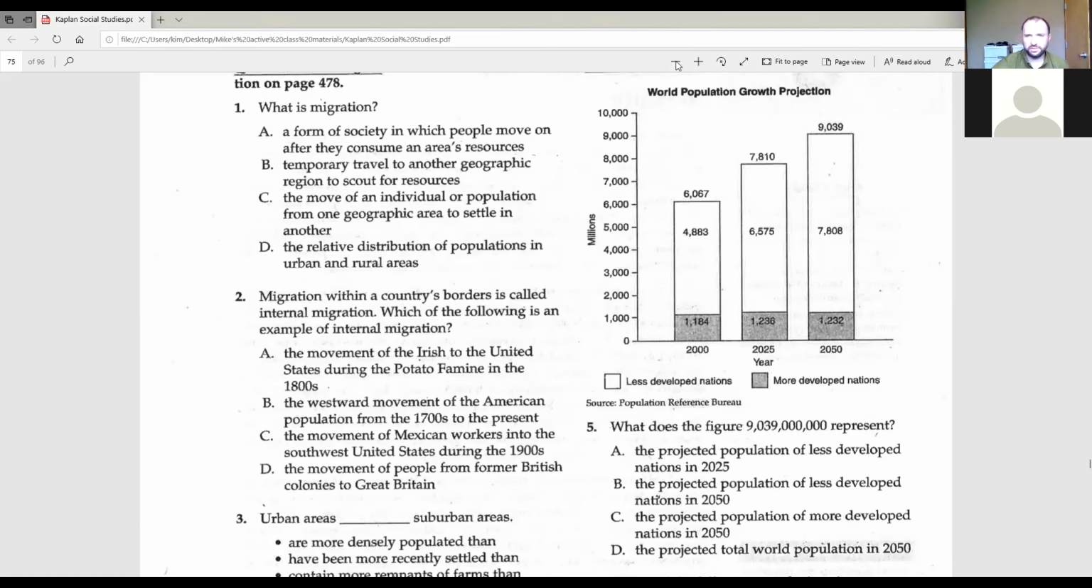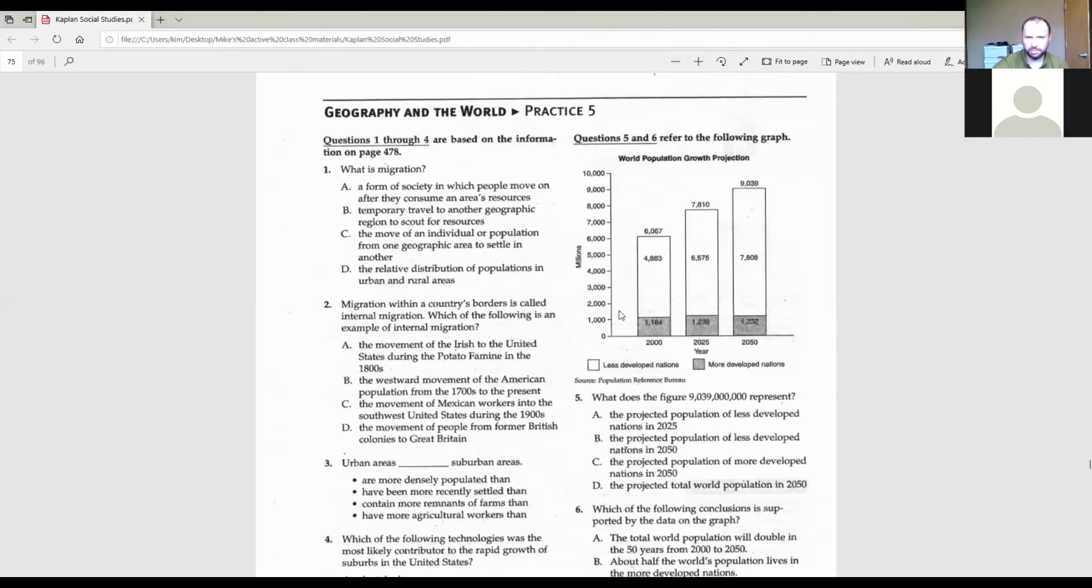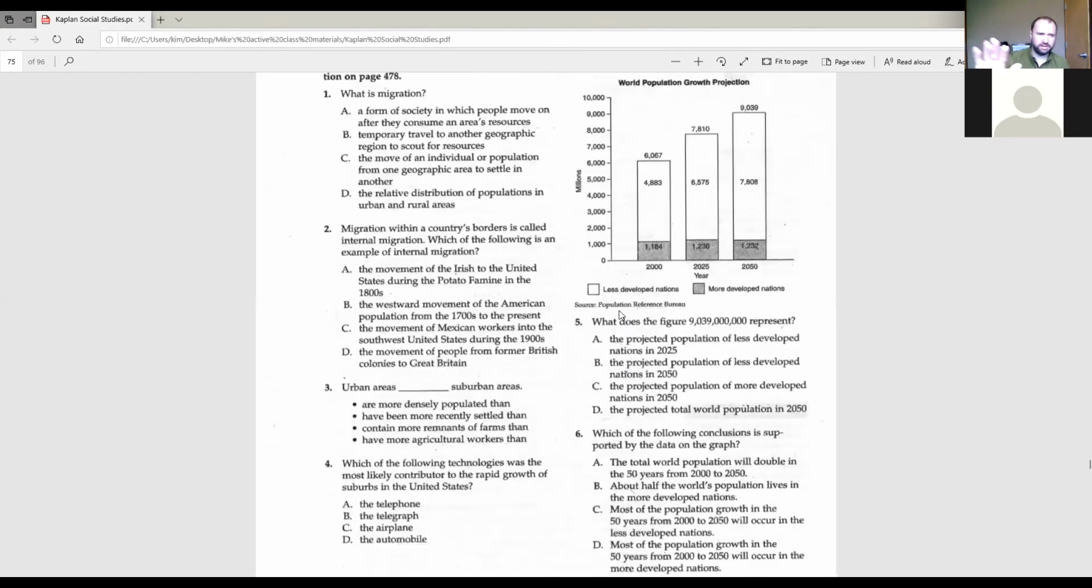All right, let's look at this last question. And I'll zoom out a little bit more. So again, hopefully you can still see it and read it. If not, I'll do my best to kind of explain it. But number 6 says, which of the following conclusions is supported by the data on the graph? A, the total world population will double in the 50 years from 2000 to 2050. So let's just go through these one by one. If this is the total population in the year 2000, this is the total projected population in 2050. Is this number double this? No. A isn't right. Get rid of it.